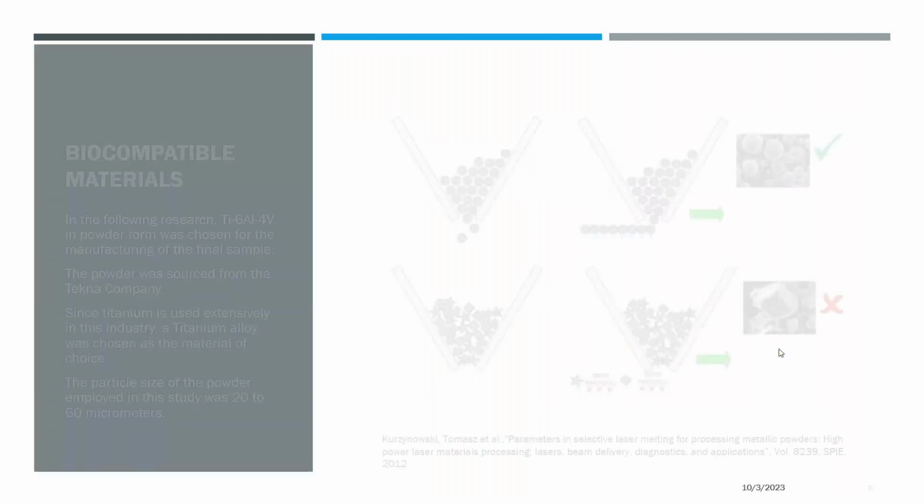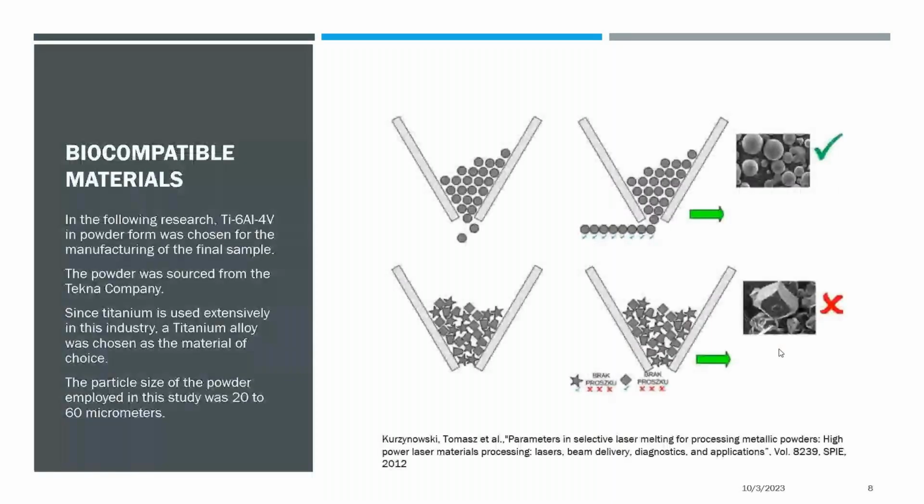Biocompatible materials. In the following research, titanium alloy in powder form was chosen for the manufacturing of the final sample. The powder was sourced from the Tecna company. Since titanium is used extensively in this industry, a titanium alloy was chosen as the material of choice. The particle size of the powder employed in this study was 20 to 60 micrometers.